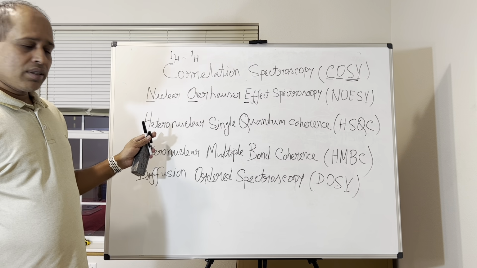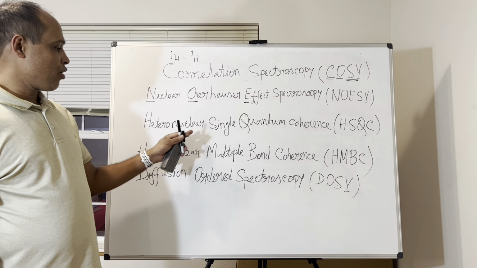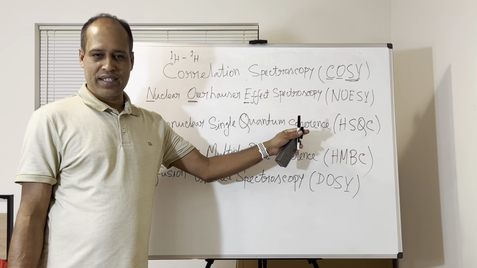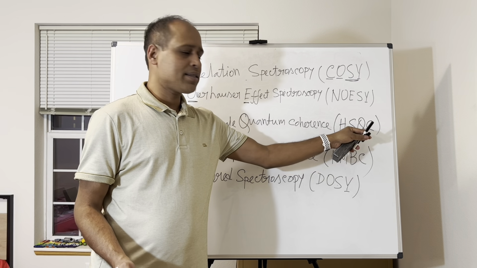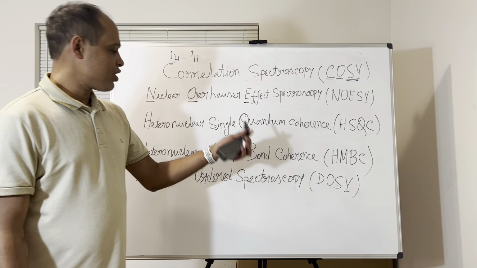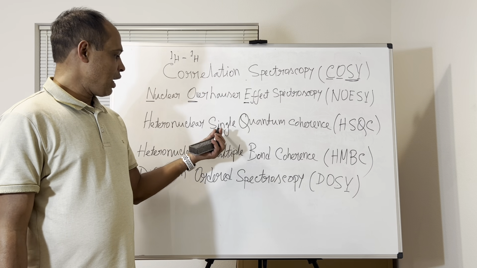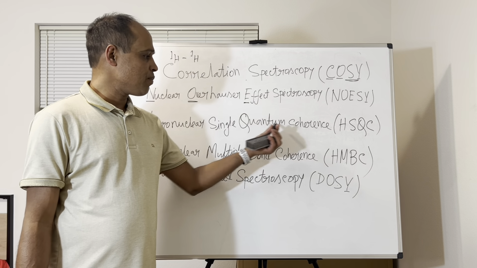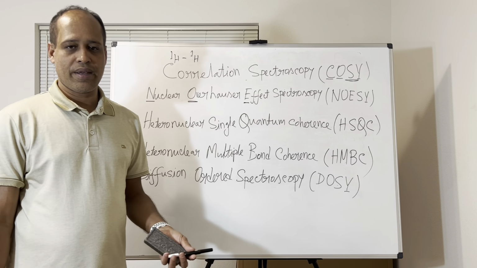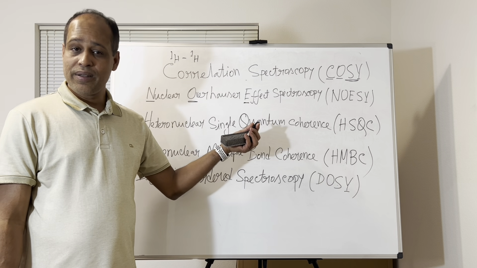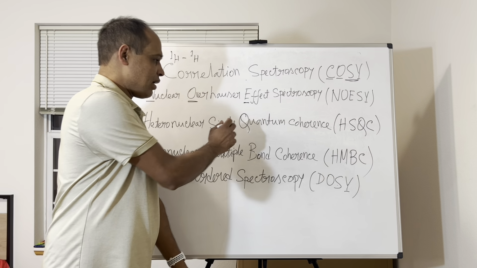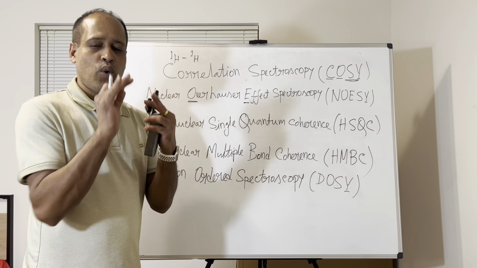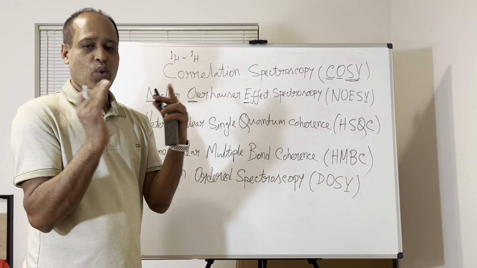Then the third one is heteronuclear single quantum coherence. You don't need to remember the name. In short, people say HSQC. H means heteronuclear, S single, Q quantum coherence: HSQC. This is very important for 2D NMR. It is actually taken to identify which carbon is attached to which proton.